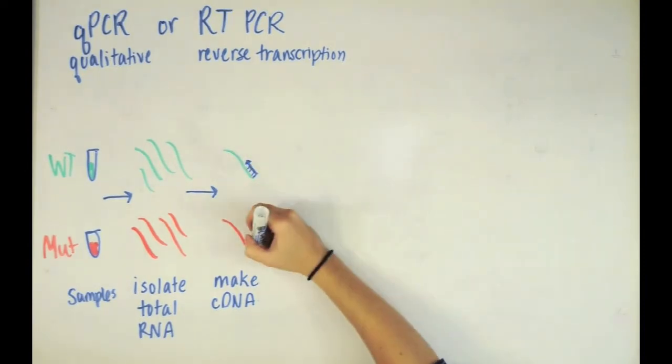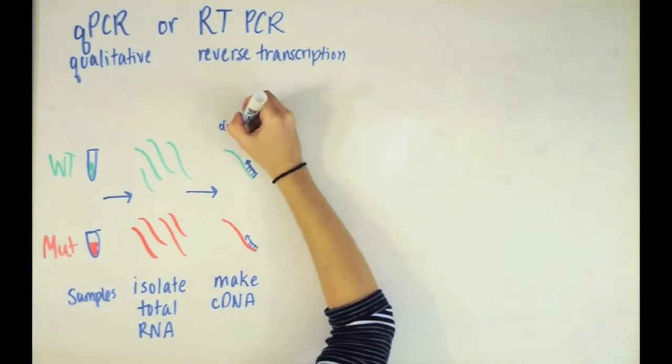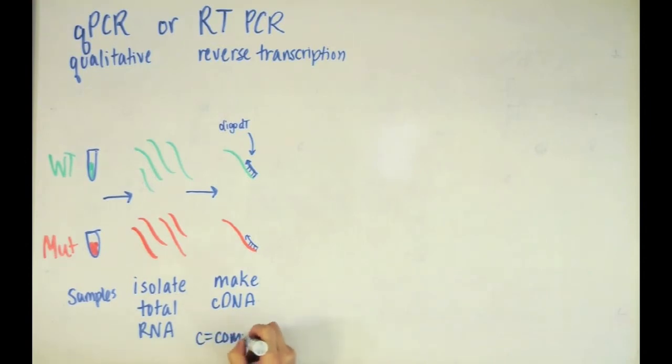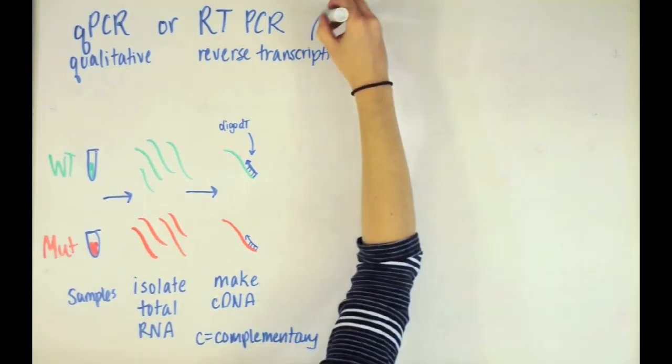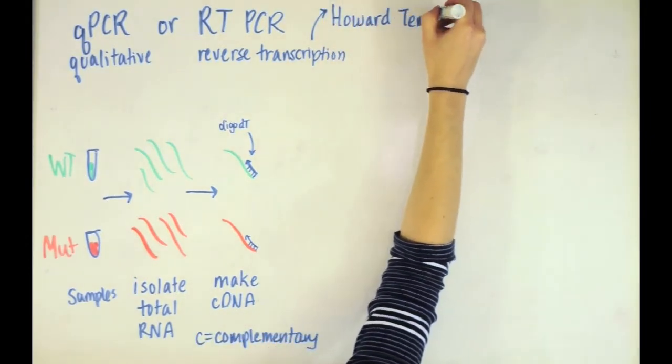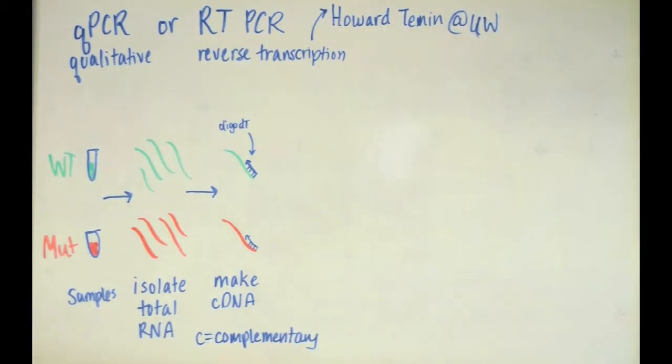The C in cDNA stands for complementary, since it will be the complement to the RNA it was made from. A side note on a Wisconsin connection, Howard Temin discovered reverse transcriptase while at UW. You may recognize that name from the Lakeshore Path.